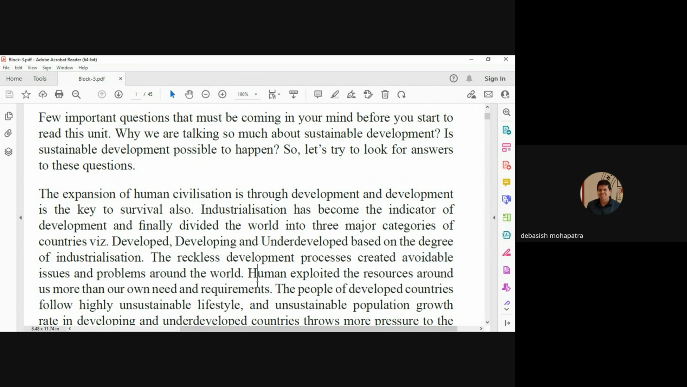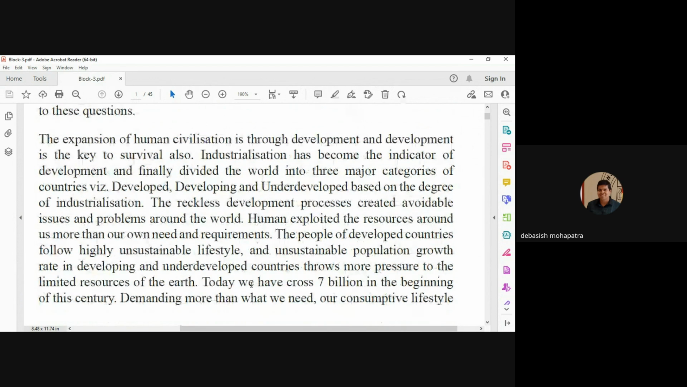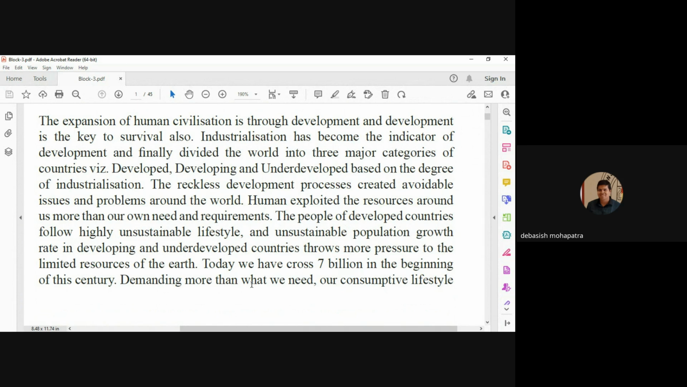Humans are exploiting the resources around us more than our needs and requirements. The people of developed countries follow a highly unsustainable lifestyle, and the unsustainable population growth rate in the developing and underdeveloped countries puts more pressure on the limited resources of the earth. So the problem is that the developed and developing countries are misutilizing the resources, due to which our sustainable development becomes unsustainable.